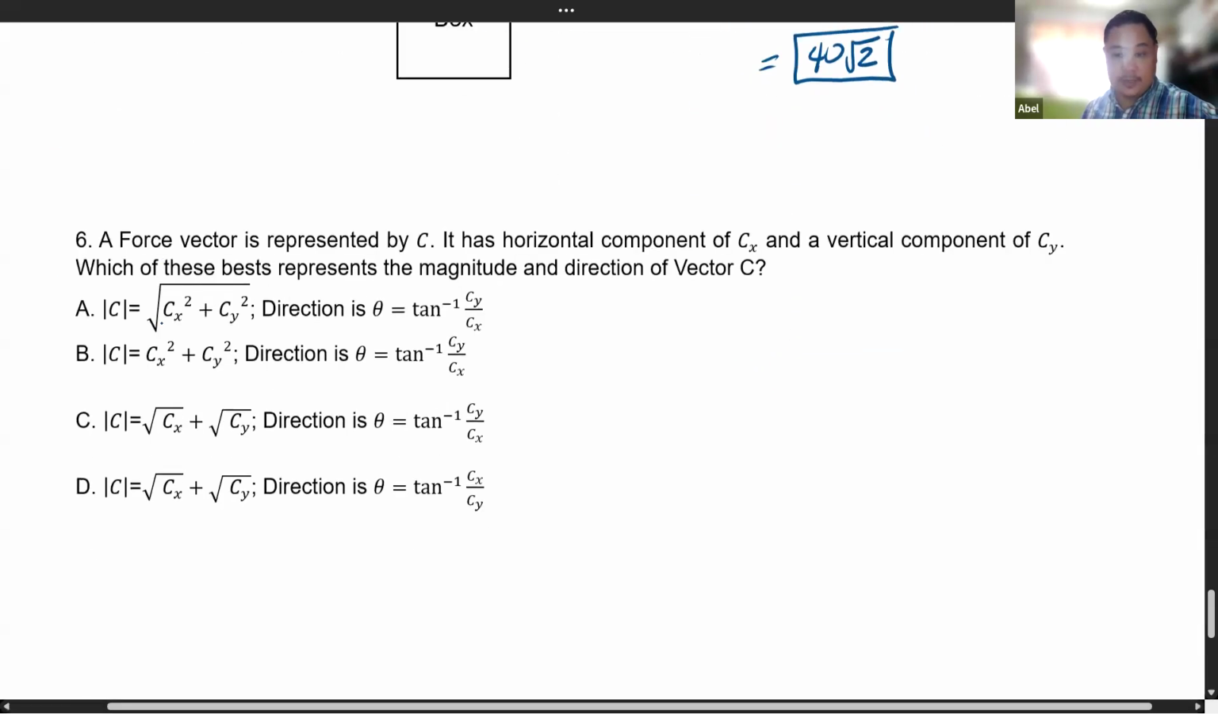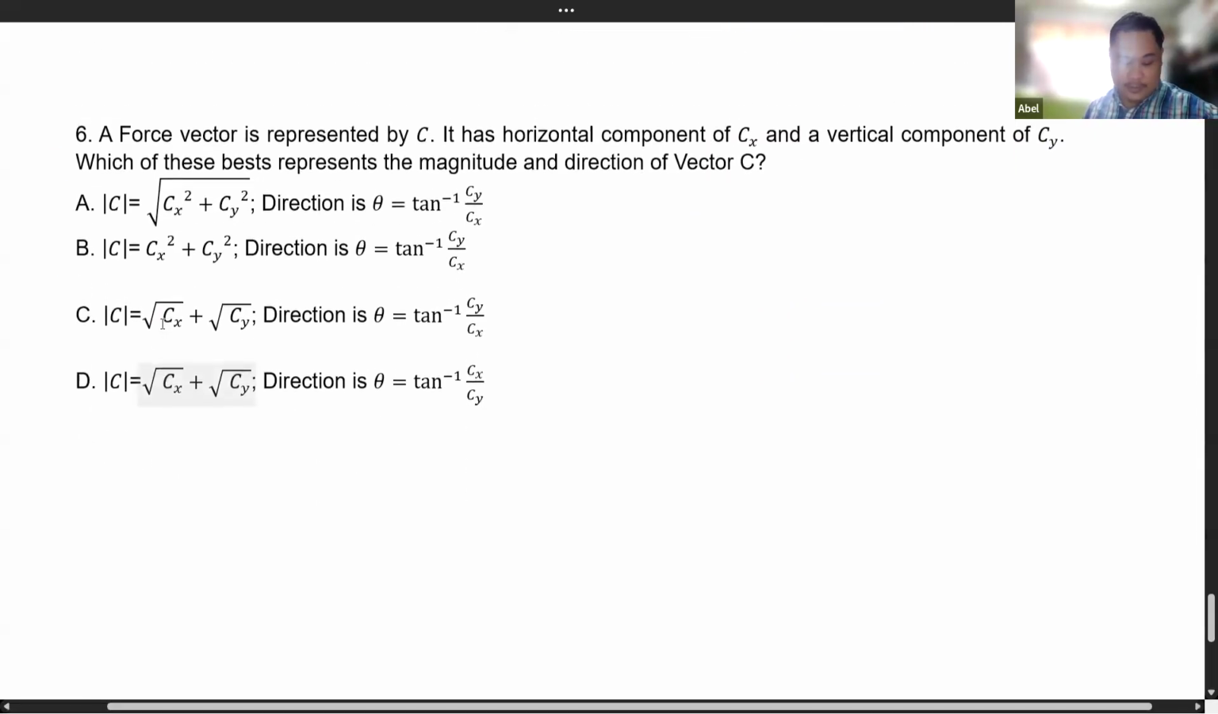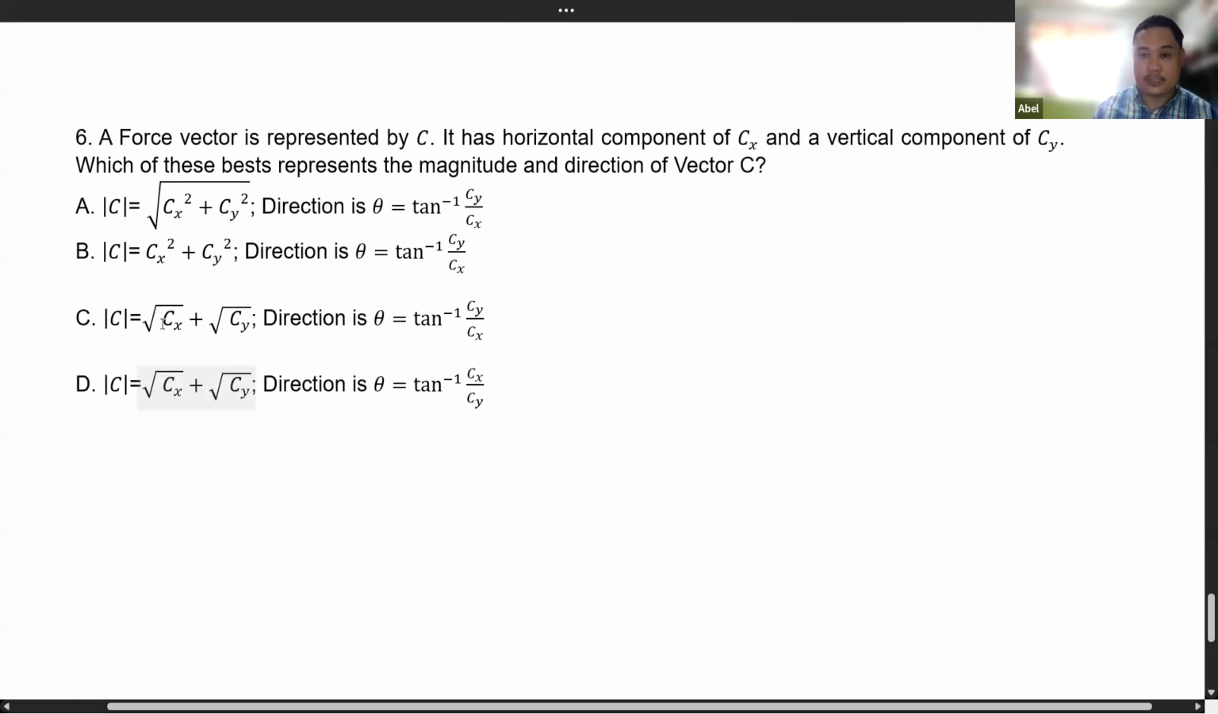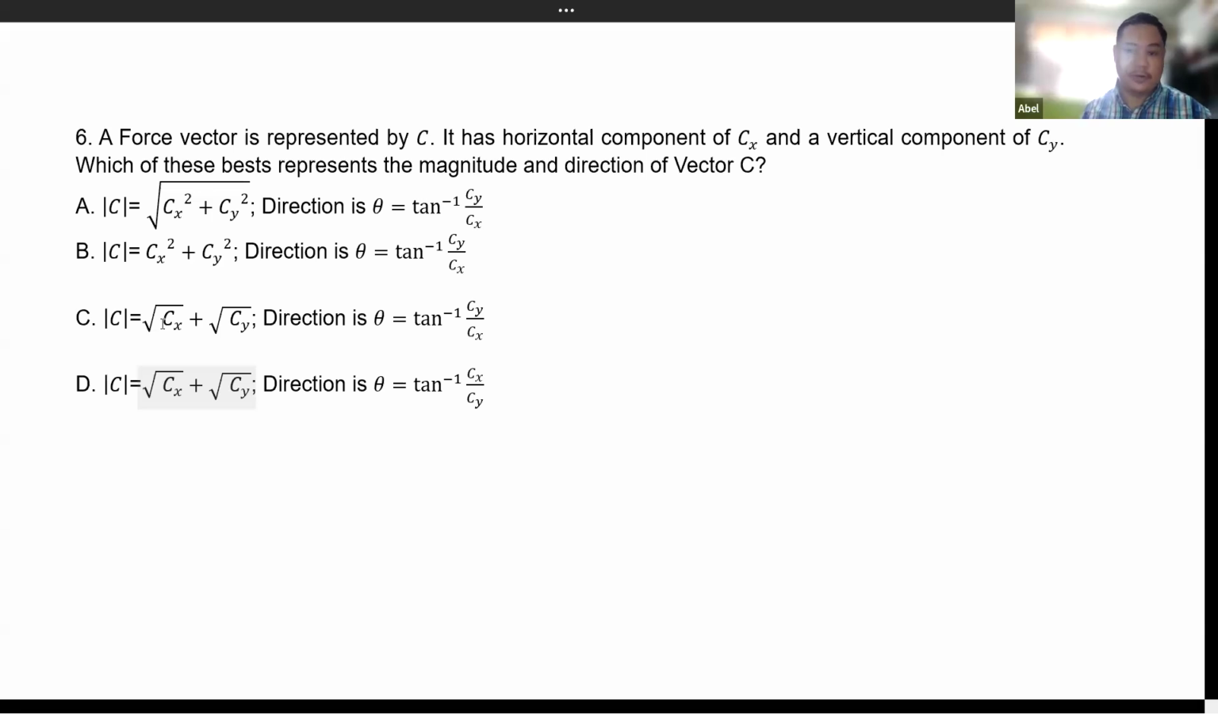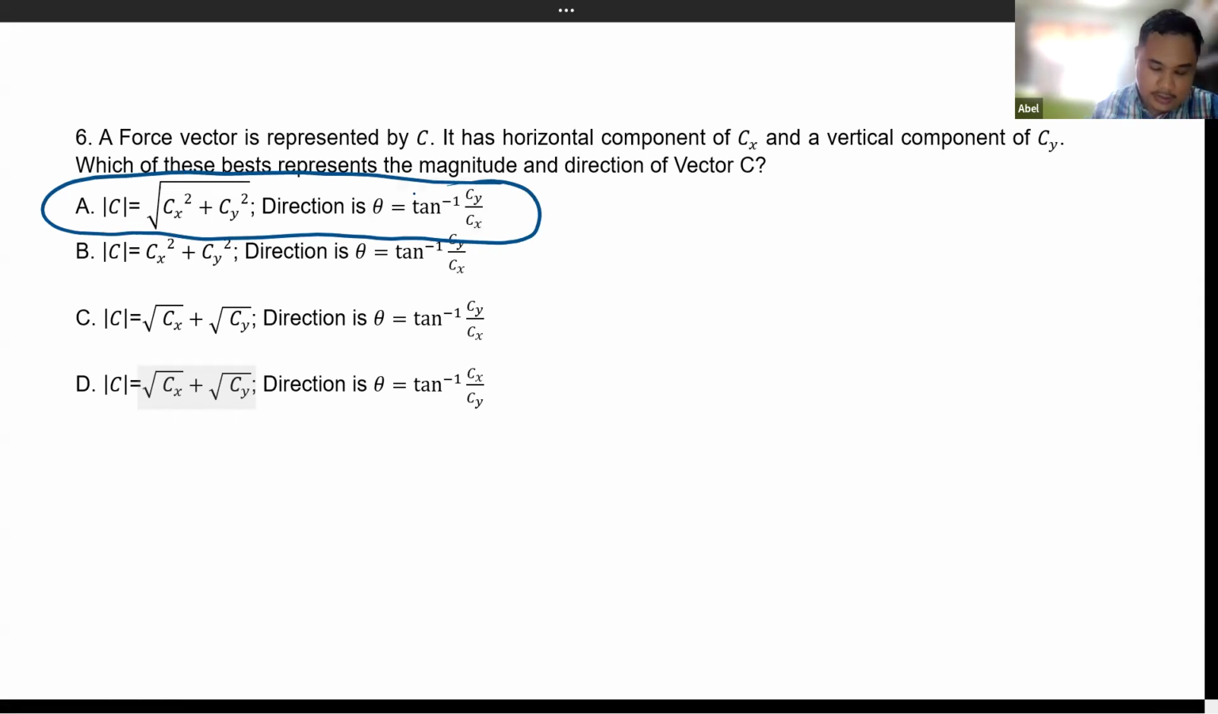And next, the last one is number 6. A force vector is represented by C. It has a horizontal component of Cx and a vertical component of Cy. Which of these represents the magnitude and direction of vector C? Of course, this one is the summary of our formula, it is just being replaced by C. And so that would be the square root of Cx squared plus Cy squared. And the direction of that would be the arctan of Cy over Cx. Okay, and that's all for the solution of our vectors.